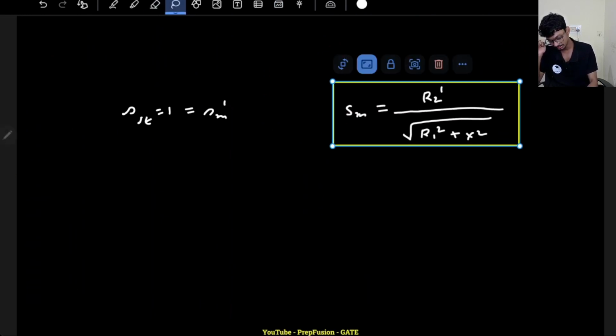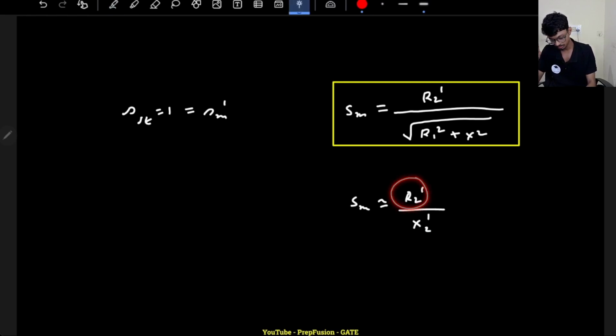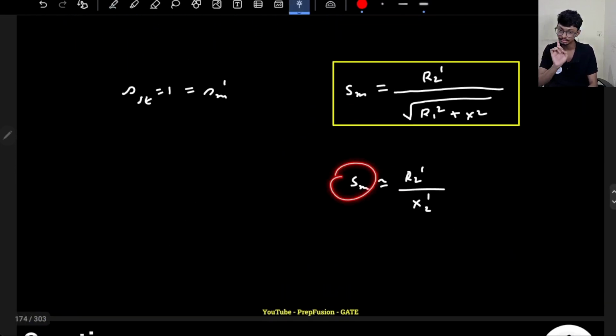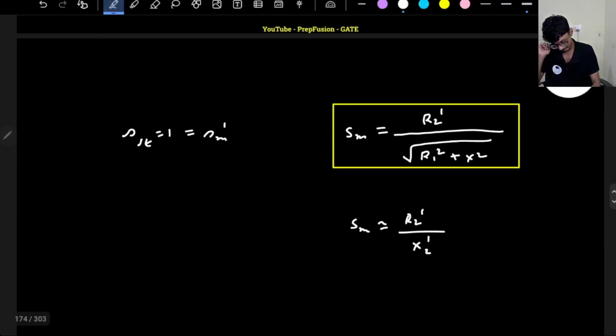Currently they have told me to ignore R1 because R1 is not there. So my maximum slip roughly comes out to be R2 dash divided by X2 dash. Currently what is the slip? I know the rotor resistance. From here I can find out X2 dash because I know the slip at which maximum torque happens.